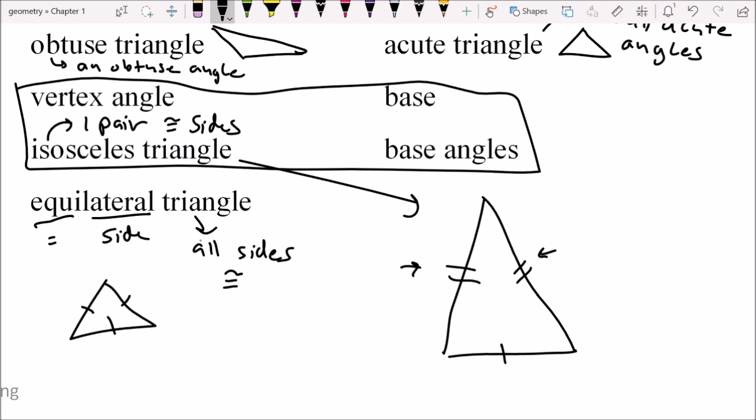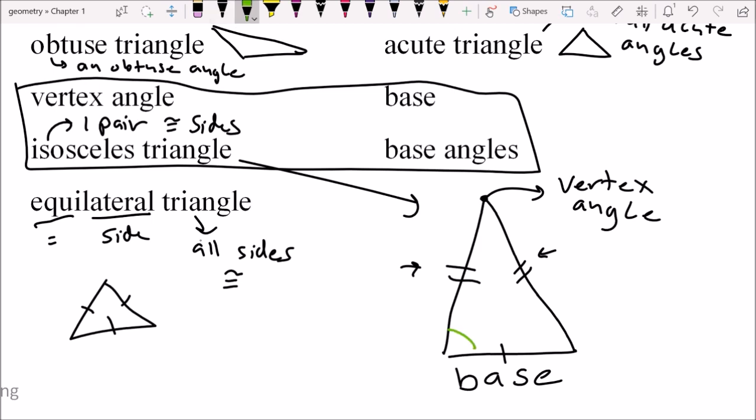Now, let's put these vocab terms on this picture. The angle where the two chopsticks, where the two congruent sides meet, that's called the vertex angle. The side which is different from the other two is called the base. Down near the base is where the base angles occur. I'll highlight those for you. I'm going to mark them here, and I'll write base angle on the side still in green so you can color code them. Those are the base angles. And that's all of our vocabulary for triangles today.